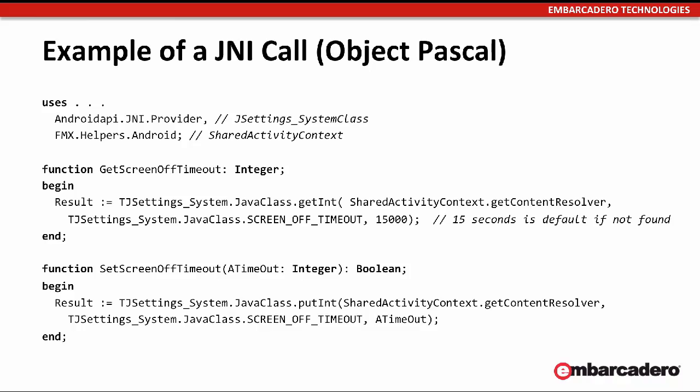So here's an example of making a JNI call. This is in Object Pascal. I'm going to show you a C++ one next.